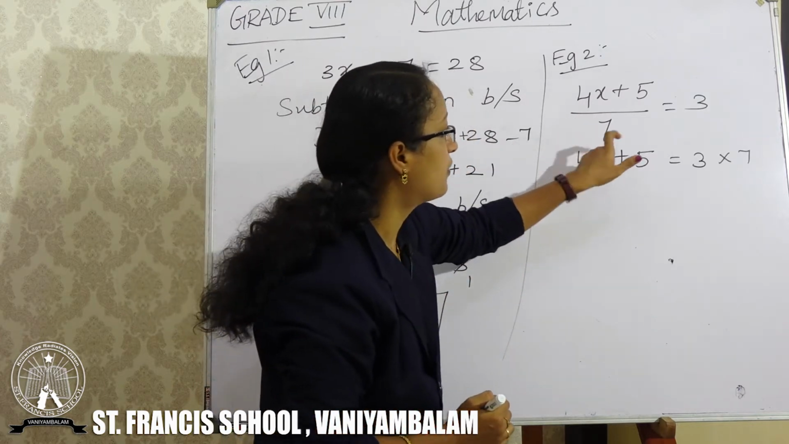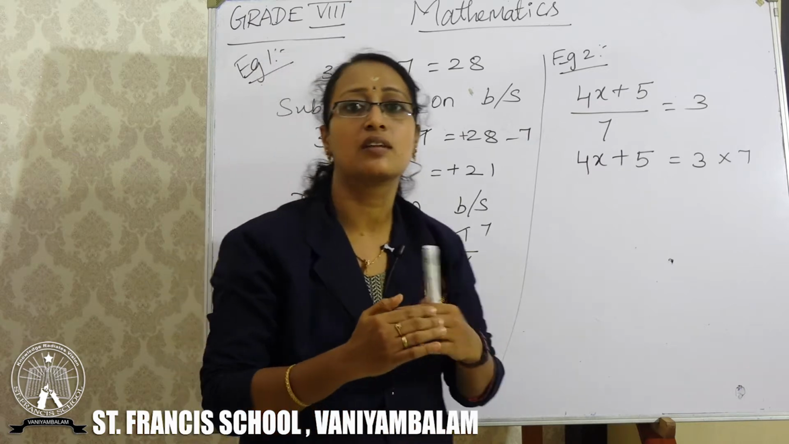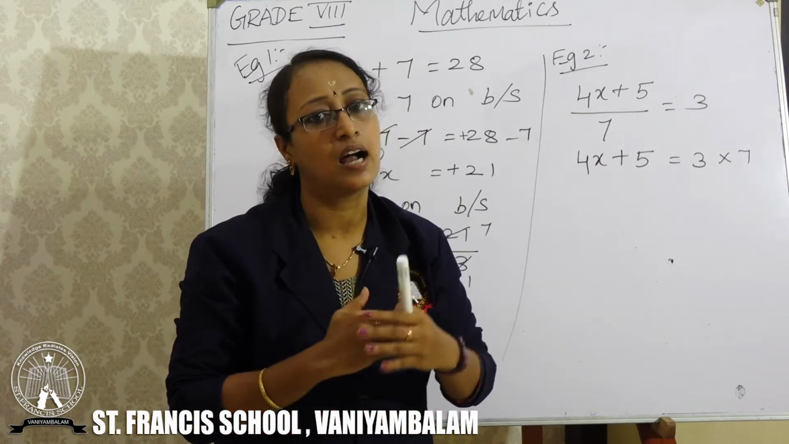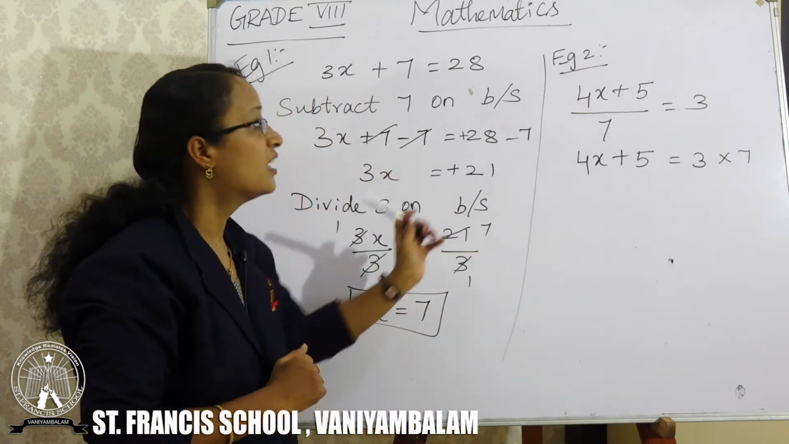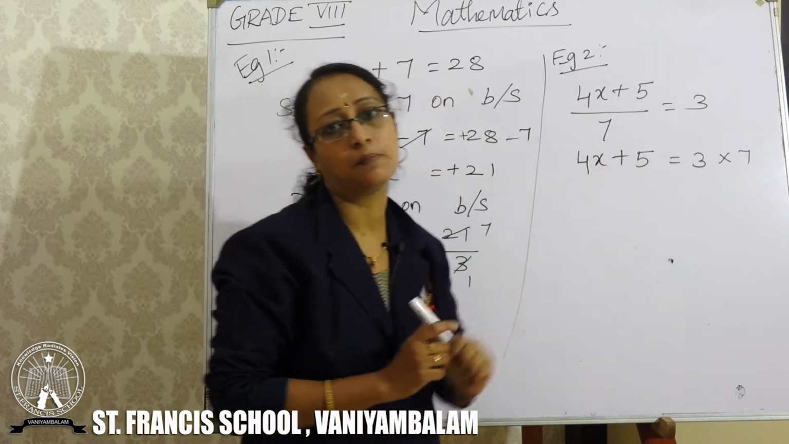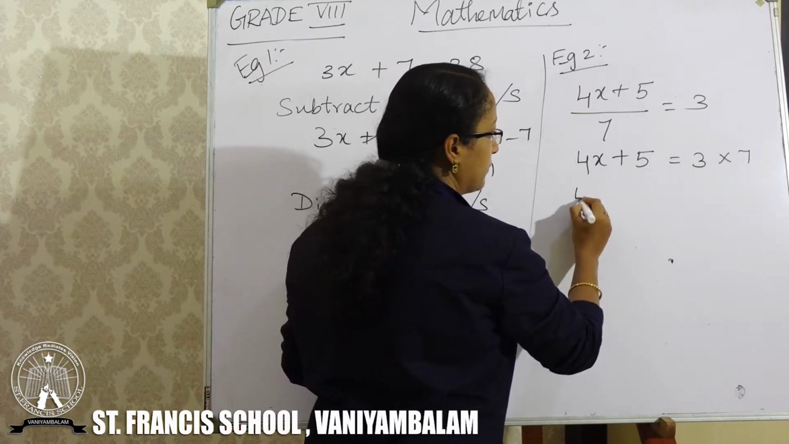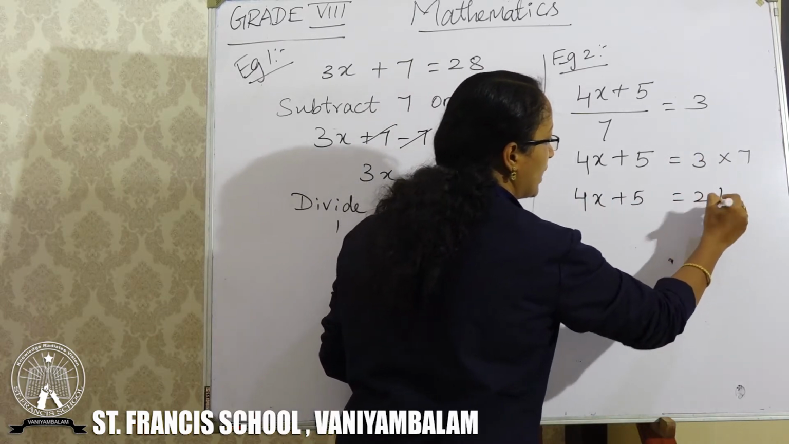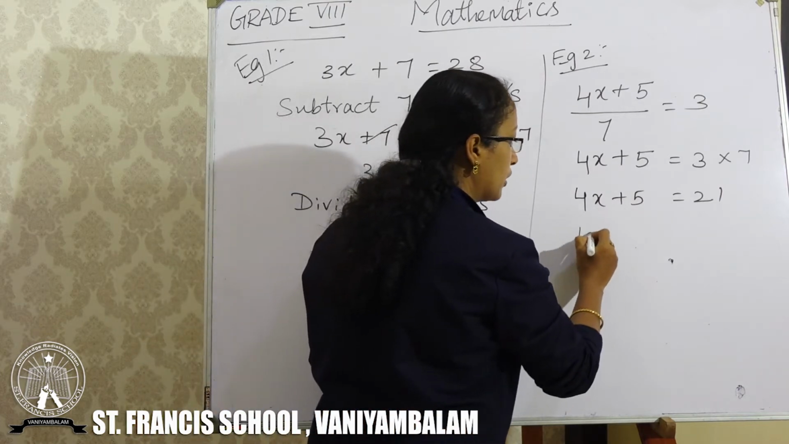So here 7, when you take it to the other side, it becomes multiplication, because the inverse of addition is subtraction, the inverse of subtraction is addition, the inverse of multiplication is division, and the inverse of division is multiplication. So 4x plus 5 is equal to 3 into 7. 4x plus 5 is equal to 21. Right? Now what will you do?